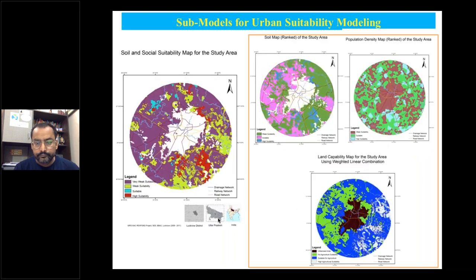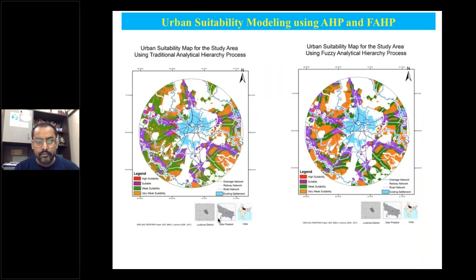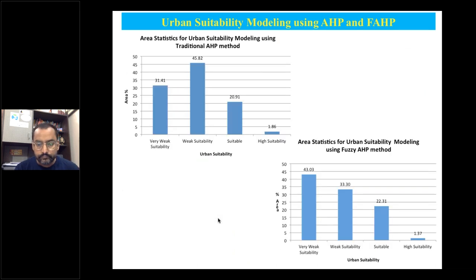And if you see the final map, the urban suitability map using those two models, the fuzzy AHP and the traditional AHP, only 22% of the land was suitable for future urban growth. That means the city can go further to 20 to 23%. So right now it is like 400 square kilometers. So you can go further by maybe 80 or 100 square kilometers, the pure urban. The rest, 2,000 square kilometers, should be supportive of the local agriculture.